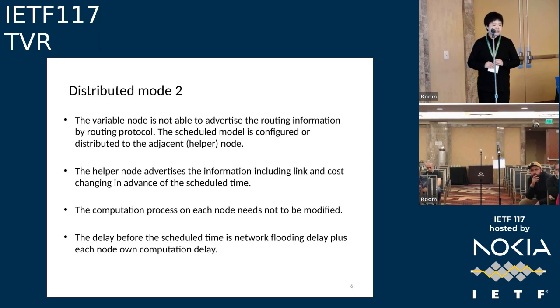The helper node advertises the information, including link and cost changes, in advance of the scheduled time. The computation process also cannot be modified to achieve the calculation goal. The delay is the same as distributed mode 1. So it's the network flooding delay plus each node's own computation delay. Next.